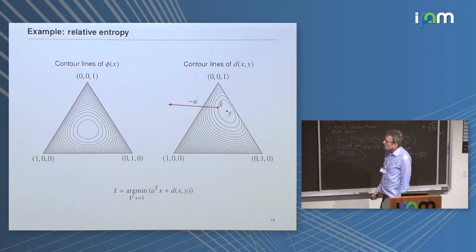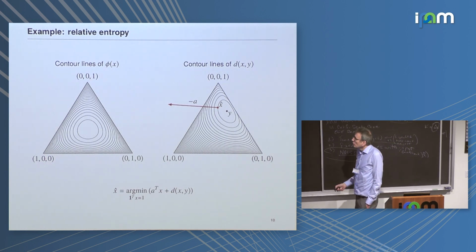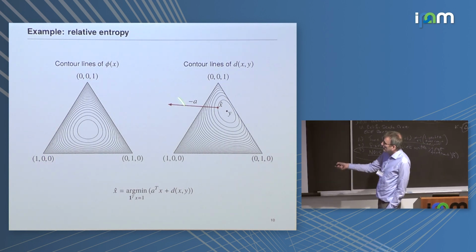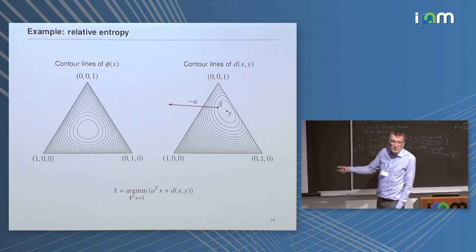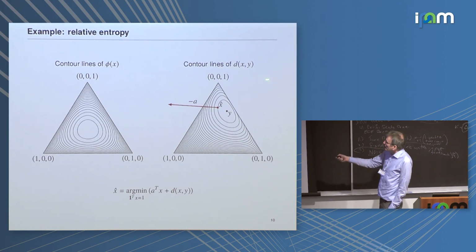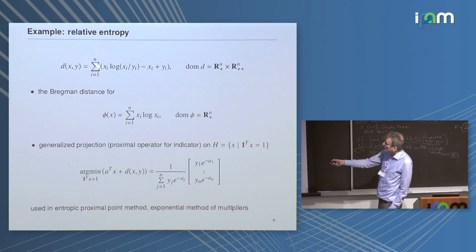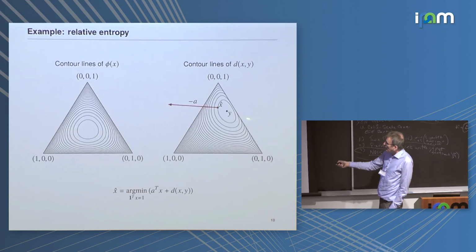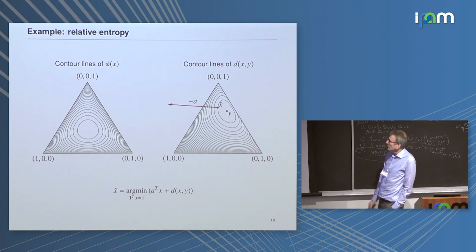Right? So that's a picture. These are the contour lines on the probability simplex in R3. That's the contour lines of the negative entropy. This is the relative entropy centered at Y. So if you take a general A and look at this subproblem, then you get a solution that you can easily compute, and it's somewhere in the interior of the probability simplex.